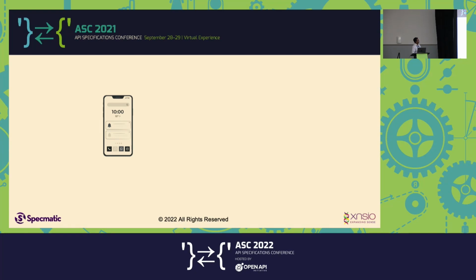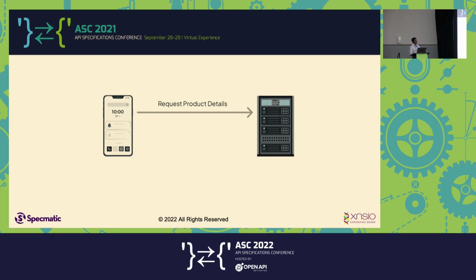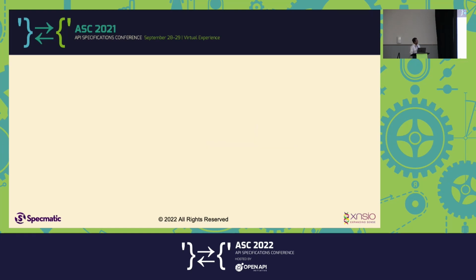So let's say I'm building a mobile application that requests product details from the backend, and then that service responds with the details and then displays it on the mobile app. It's a fairly straightforward application. There's nothing fancy here. So the mobile app which is requesting the data, let's call it the consumer, and the one responding with the data, that's the provider. So just to set the terminology right.